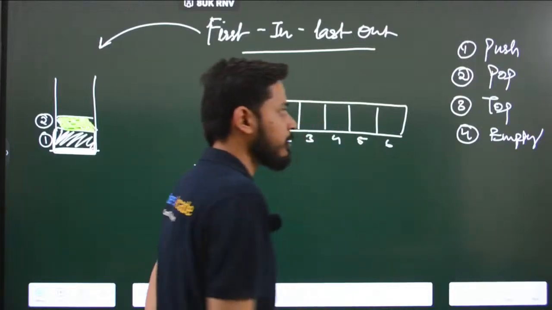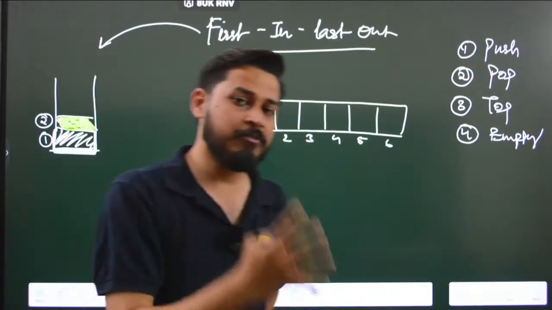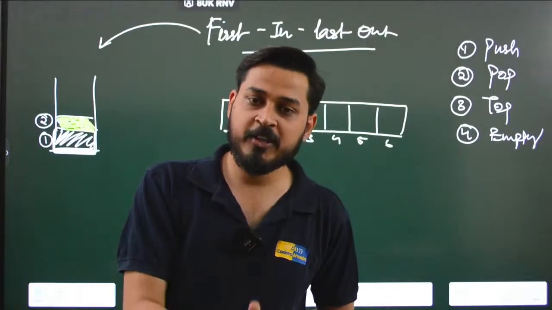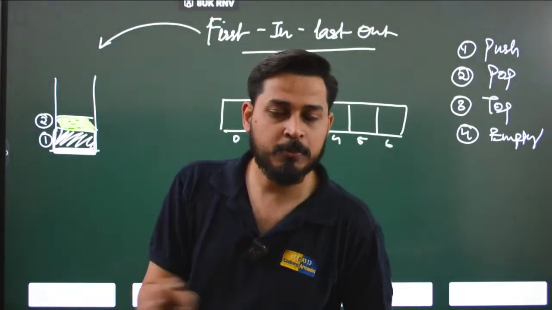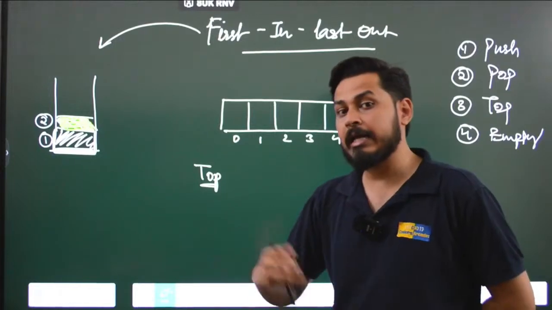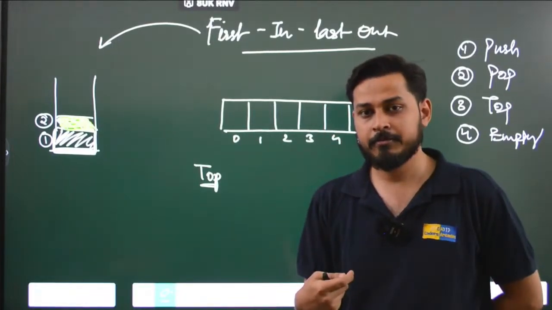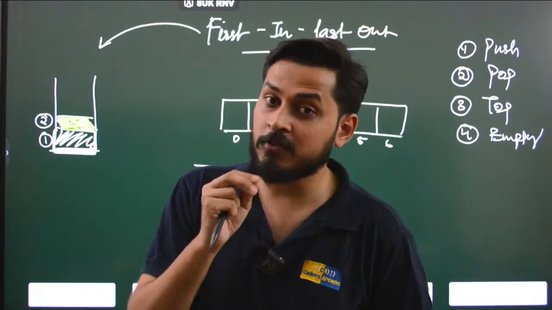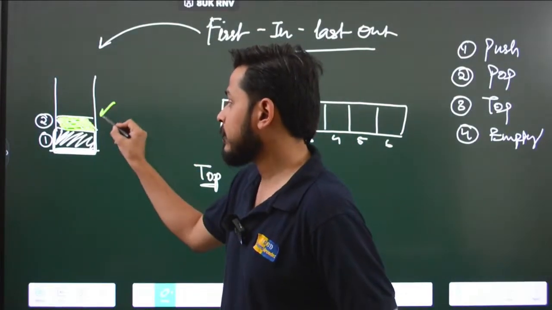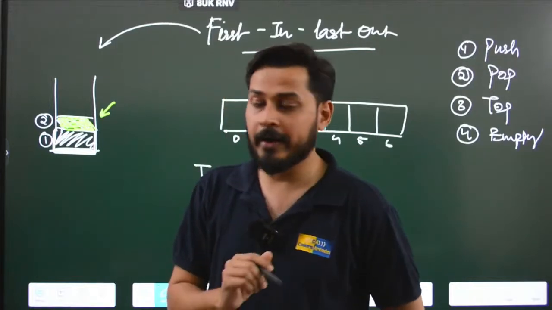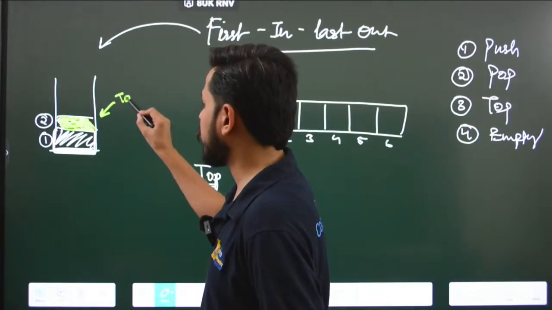Okay. These are the major 4 operations that we have to perform in any stack. Without push, you cannot enter any element. Push is going to push the element into the stack. Pop will delete the element from the stack. Top will give you the topmost element of the stack, which is exactly this one. Topmost is the latest element which got entered. So basically this is the top.